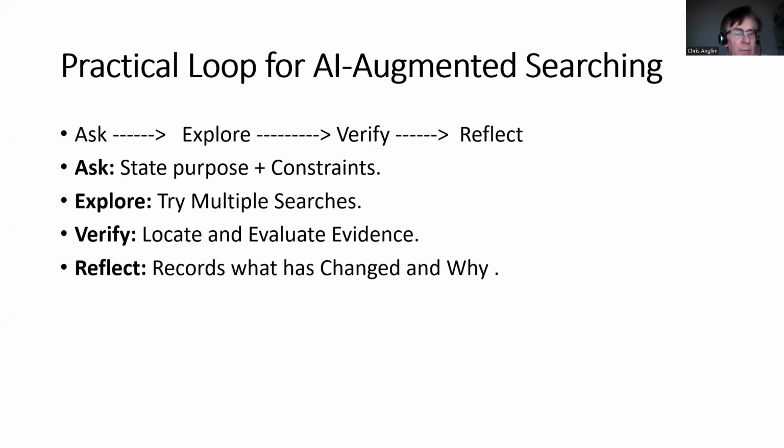Then again, verify, locate and evaluate your evidence. Make sure that what you're stating is correct, accurate, and actually exists. There's any number of instances where people have run into hallucinations, where a source, event, person, etc., don't actually exist. So it is up to you to evaluate your evidence to make sure that it is accurate before you put it in your paper.